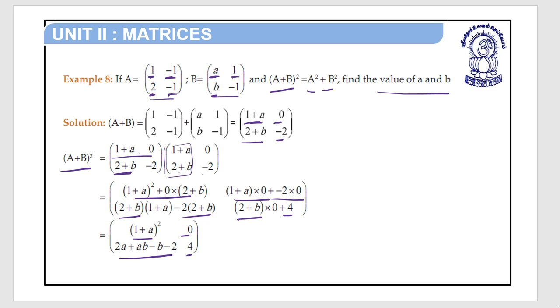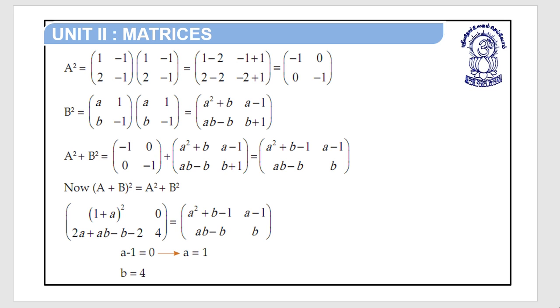So (A+B)² = A² + B², we required that. So now we have to find out A² and B². So write the matrix of A into A: [1 -1; 2 -1] times [1 -1; 2 -1].